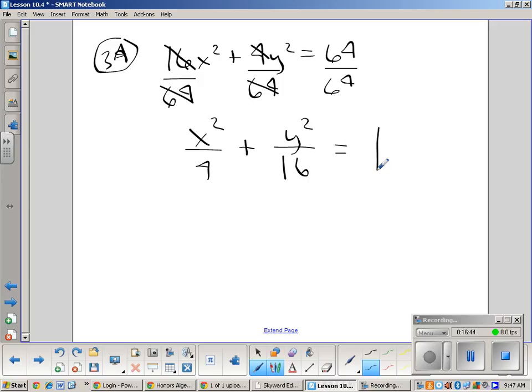It's vertical, because the bigger number is under the y, and A has to be there. Sabrina? How'd you get the 4? Because 16 over 64 is... You reduce the fraction. If I divide 16 and 64 both by 16, I get 1 over 4. Which is 1 over 4, Sabrina. Oh, okay. I got it.